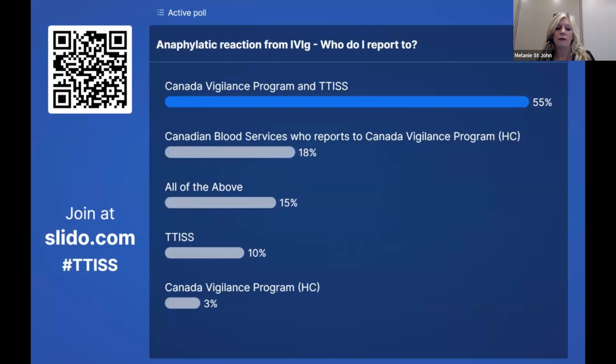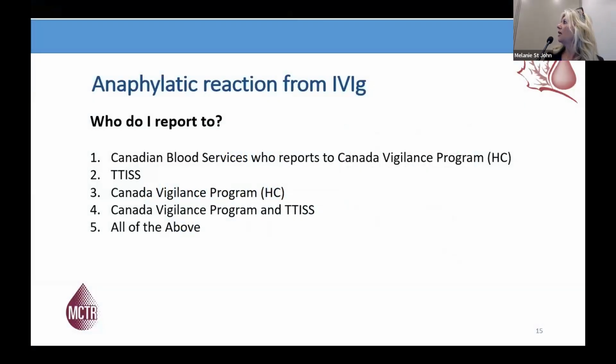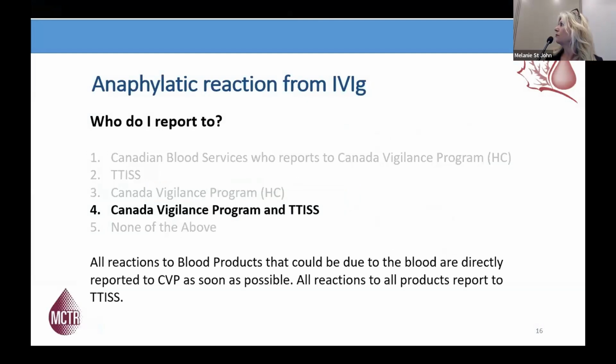Okay, so what I have here is that you would report to Canadian Vigilance Program. So as I said, we would like to collect everything at TTISS. And the reason for Canadian Vigilance Program is that after Vanessa's Law, you have to directly report to Health Canada, via the Canadian Vigilance Program, rather than the blood product manufacturer. But also, from practices, you should also report to the blood product manufacturer, but they want you to directly report to them.